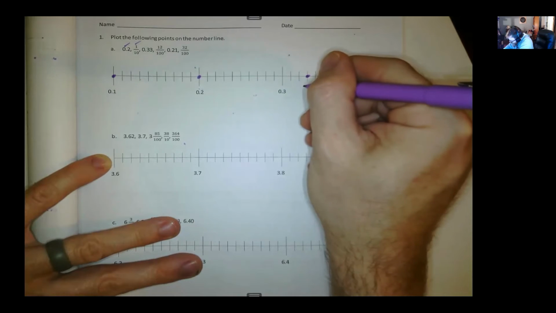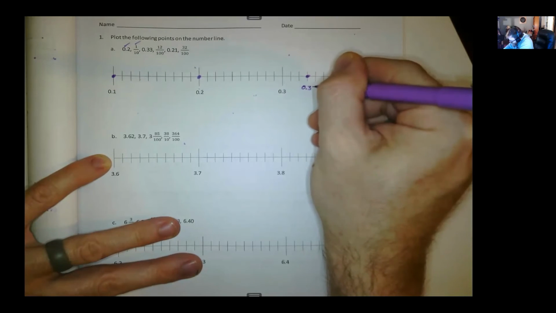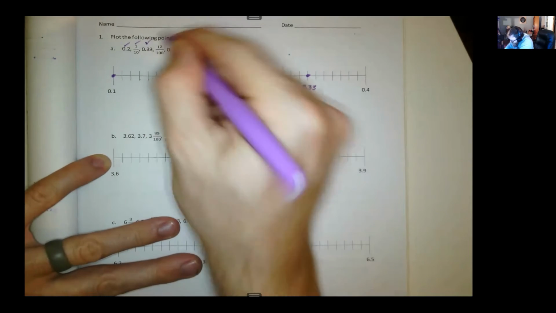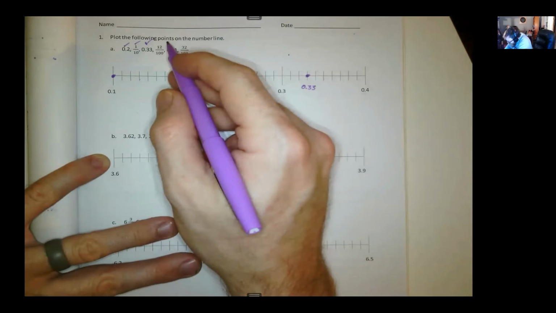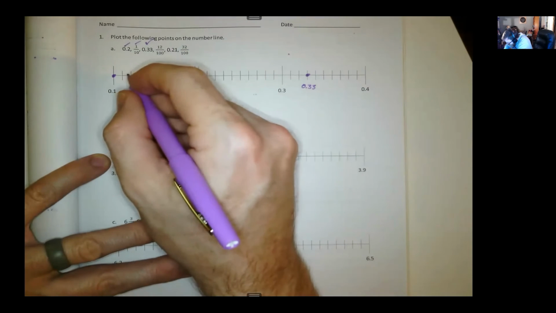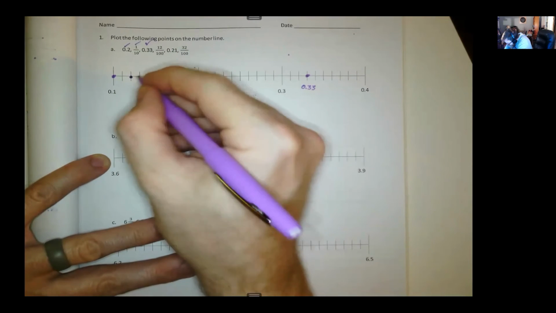This one we need to mark. Done. 12 hundredths. Where can we find 12 hundredths? That's 1/10 and 2 hundredths. Remember that these little lines are hundredths. The big lines mark the tenths, and in between each tenth is 10 hundredths. So 12 hundredths is 1/10 and 2 hundredths.